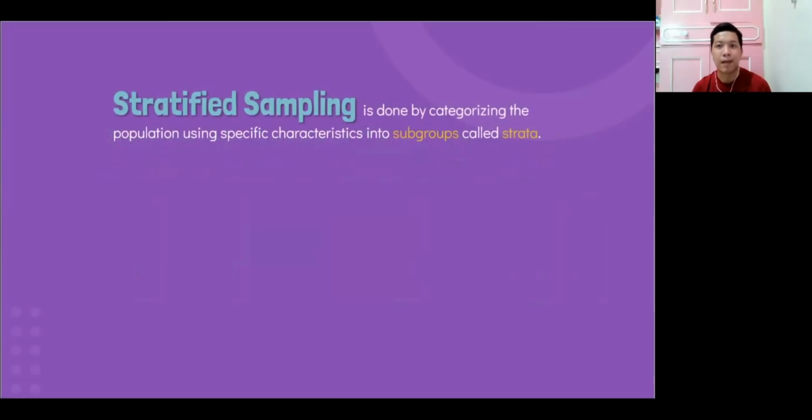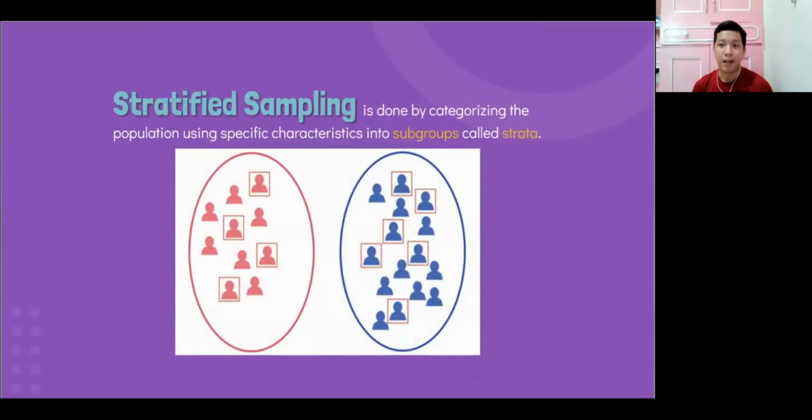Next is stratified sampling. Stratified sampling is done by categorizing the population, using specific characteristics, into subgroups called strata. Researchers divide a population into homogeneous subpopulations called strata, the plural of stratum, based on specific characteristics like race, gender, location, and so on. Every member of the population should be in exactly one stratum. Researchers rely on stratified sampling when a population's characteristics are diverse and they want to ensure that every characteristic is properly represented in the sample.